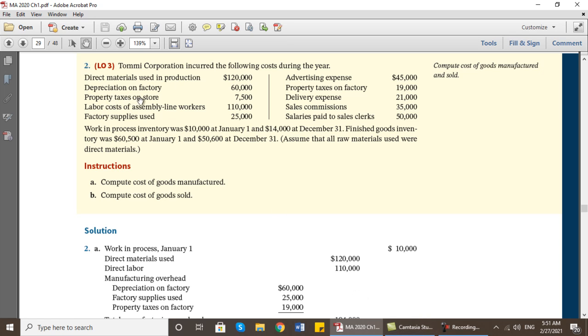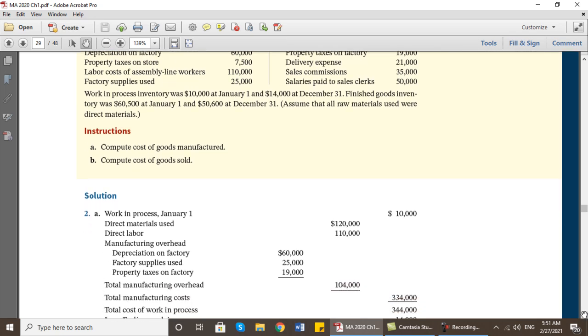The property tax on the store is a period cost, not manufacturing overhead. As you see, property taxes on the store are 7,500. It's not manufacturing overhead, it's a period cost. So the total manufacturing overhead is 104,000. Total manufacturing cost, that's three figures.